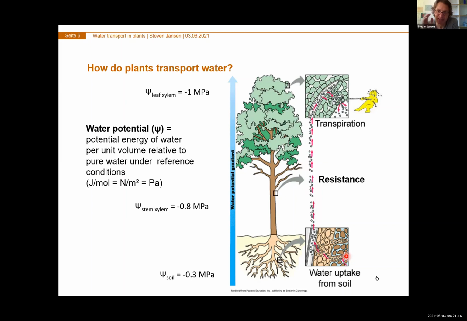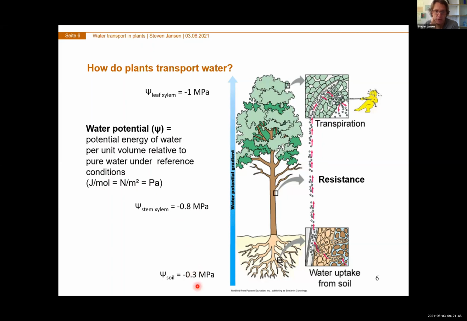It's transported under negative pressure. And when I say negative pressure, this is absolute negative pressure. You can quantify it as a water potential, which is the potential energy of water per unit volume relative to pure water under reference conditions. The units are then joule per mole or Newton per square meter, which gives you force per surface area, which is pressure.